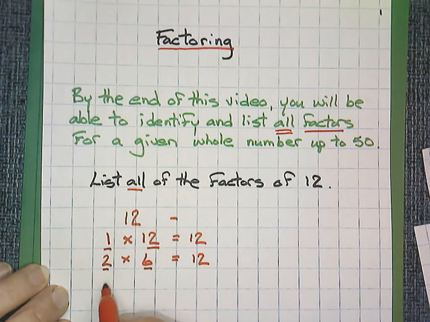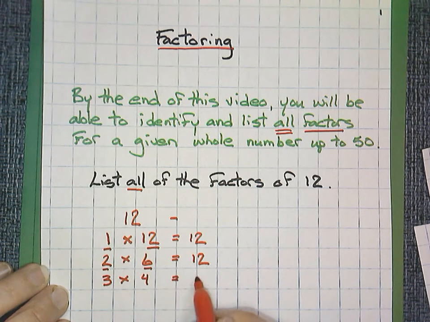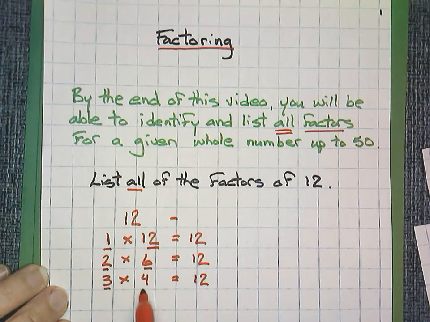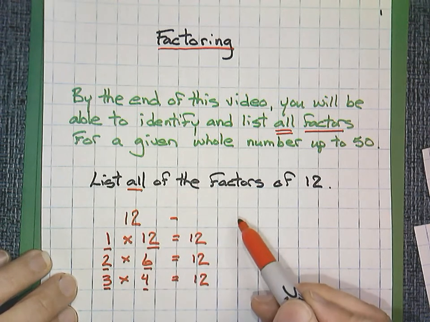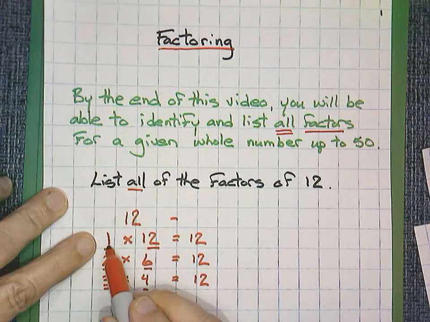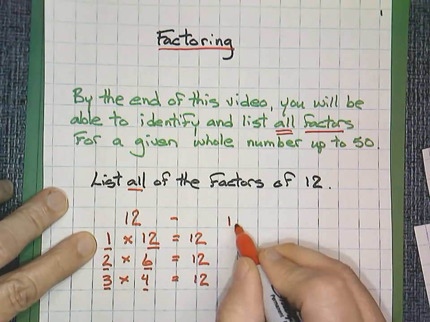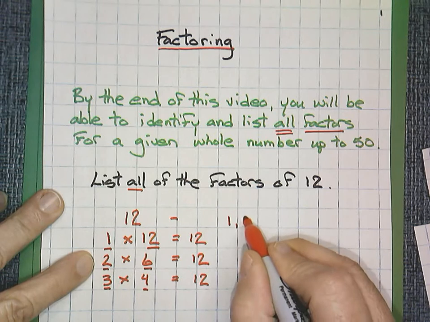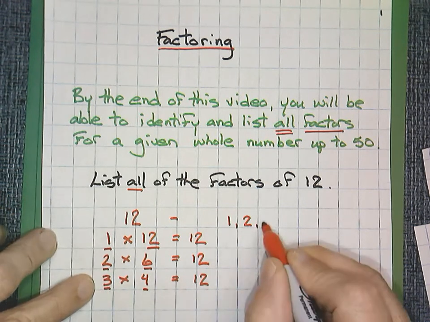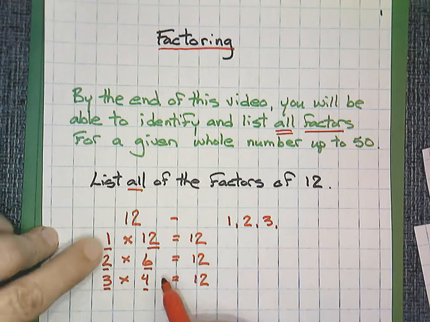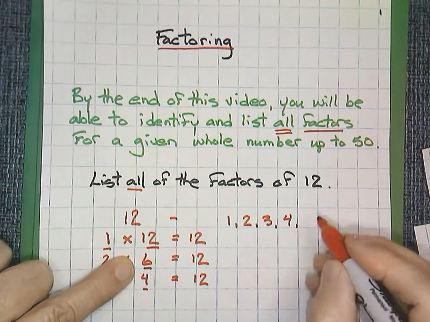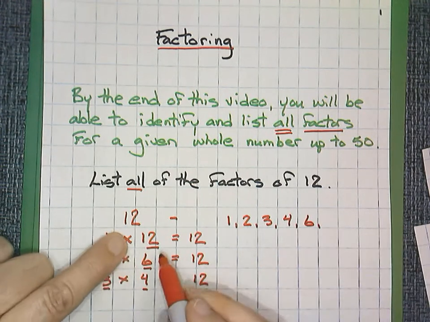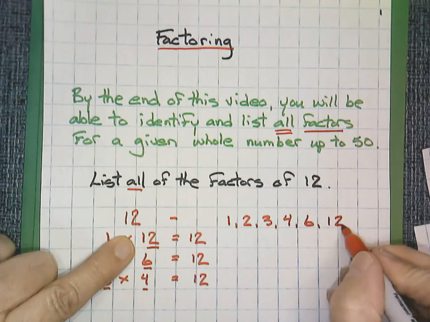Remember, we're listing all factors. And I can do it a third way. 3 times 4 would also equal 12. And those are all the factors. So if it says to list all factors, I'm going to do that right here. Our factors would be, I'm going to put them in order: 1, 2, 3, 4, 6, and 12.